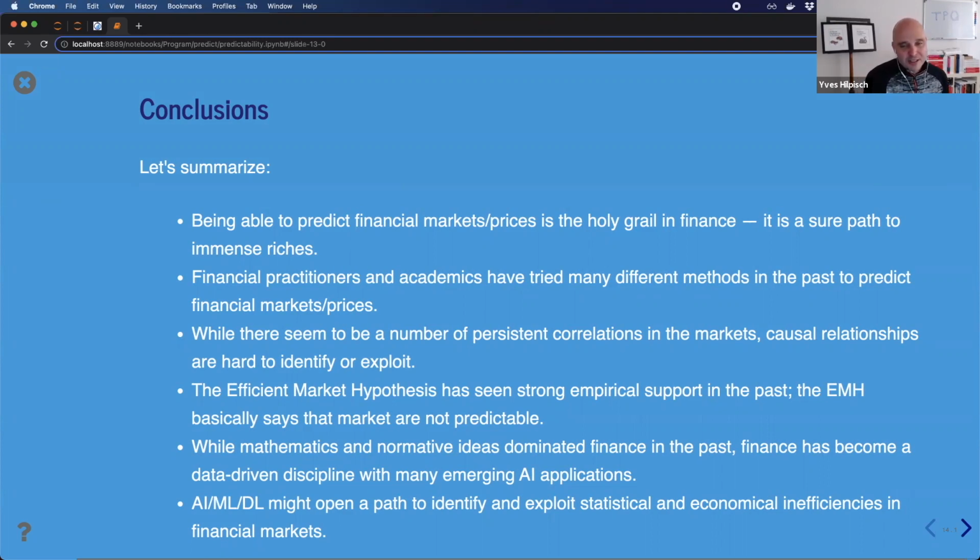There might be correlations, stable over time, but causal relationships are pretty hard to identify and exploit. Efficient markets seem to have strong support, which is against predictability, right? And while mathematics and normative ideas dominated finance in the past, we now enter a new world where we have lots and lots of data, big data, and can apply AI accordingly. And maybe, and this is my thinking here, AI, machine learning, deep learning might open a path to identify and exploit statistical and economic inefficiencies in financial markets which haven't been open before. That's my conclusion with regard to the talk and the framework that I wanted to present.